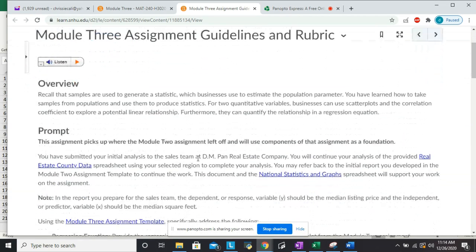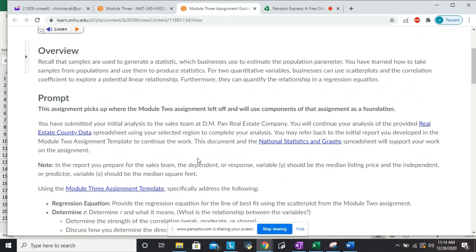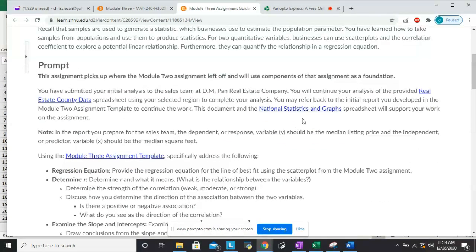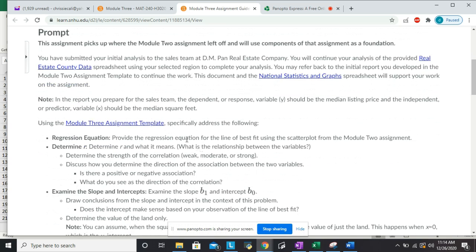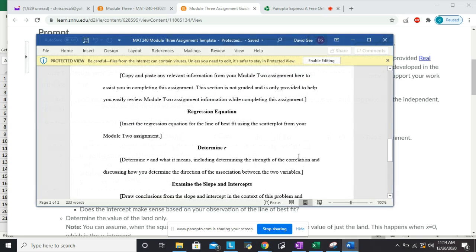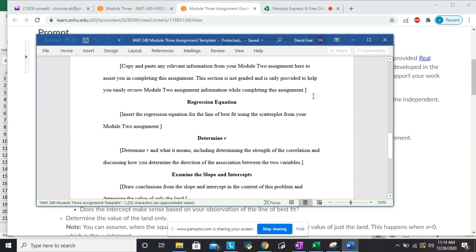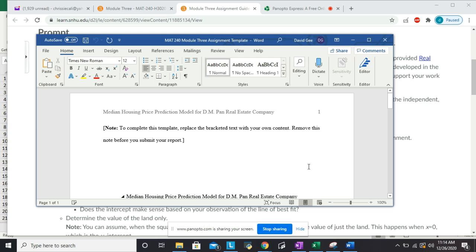This is just going to be a couple of tips for you, nothing major. We're not going to go through the whole assignment. Here you have the real estate county data spreadsheet, the same one from assignment 1, so you'll download that, and a document with the national statistics and graphs. Then make sure you're using the Module 3 assignment template. I think I've downloaded it. Yeah, so here you have the different sections.